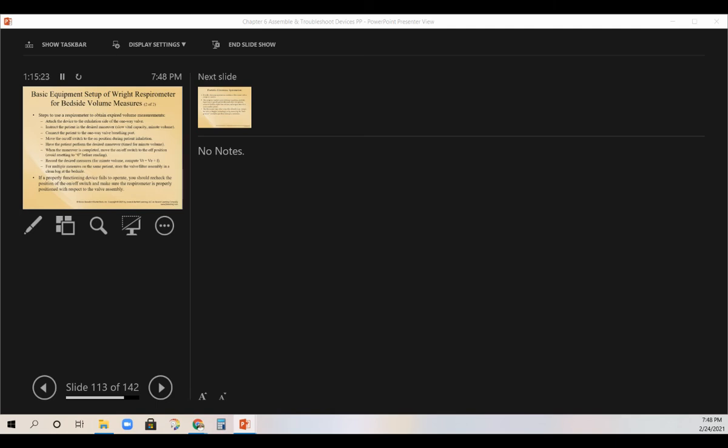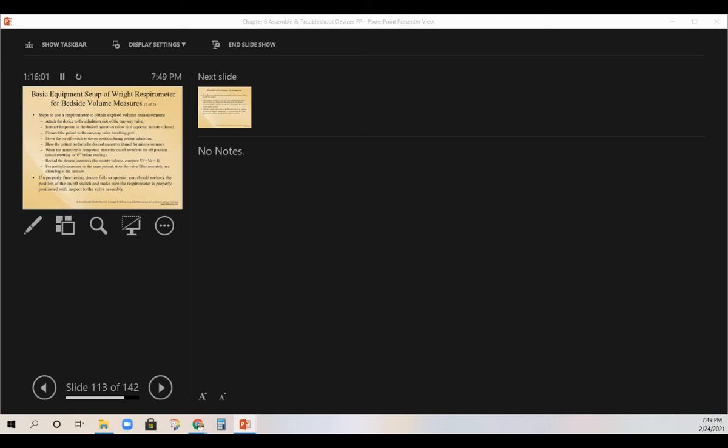Basic equipment setup for Wright respirometer bedside volume measurements. The steps to use this to obtain expired volume measurements: you need to attach that device to the exhaled side of the one-way valve. You need to instruct them to do a desired maneuver. So we could do a slow vital capacity or a minute volume. You need to connect the patient to the one-way valve breathing port. Move the on and off switch to the on position during patient inhalation. Have the patient perform the desired maneuver and time for minute volume. When the maneuver is completed, move the on and off switch to the off position and record the desired measures.